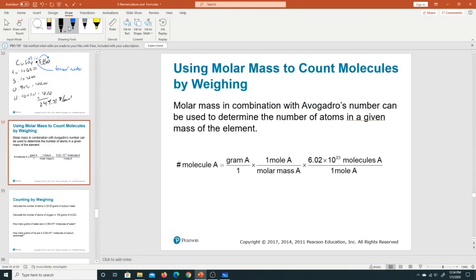So this is the basic idea of the chart we're going to use. Let's say you want to find molecules of A, but you're given the mass of A. Knowing what you're given, we can use the molecular weight to find moles. Then we can now use Avogadro's number to find molecules. We did the same thing in the last chapter involving basic atoms.